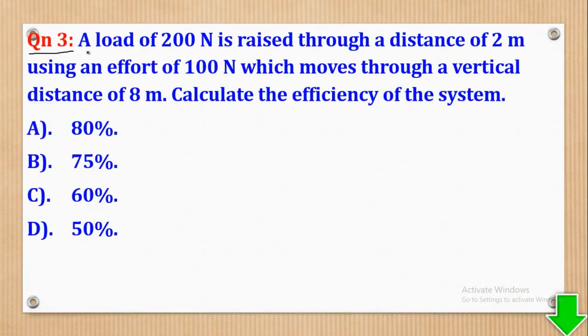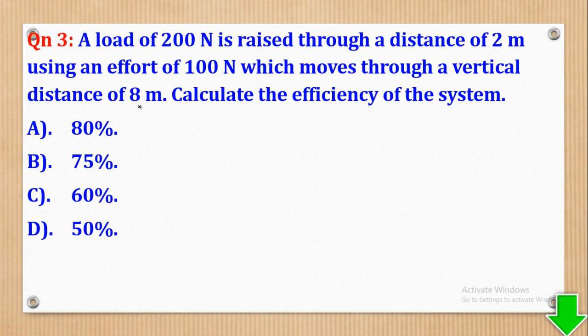Question 3 says, a load of 200 newtons is raised through a distance of 2 meters using an effort of 100 newtons, which moves through a vertical distance of 8 meters. Calculate the efficiency of the system. Option A is 80, option B is 75, option C is 60, and option D is 50. What you should know is that 200 is the load, 2 meters is the load distance, 100 is the effort, and 8 meters is the effort distance.